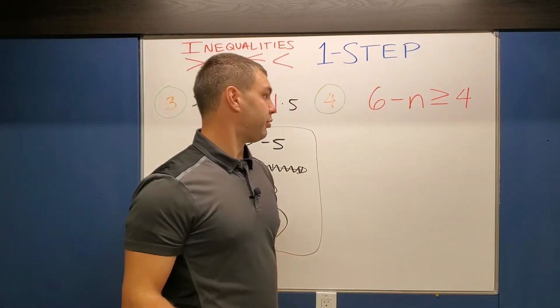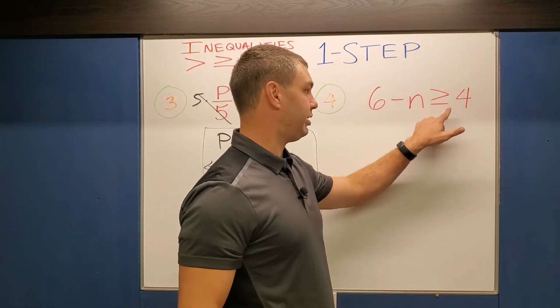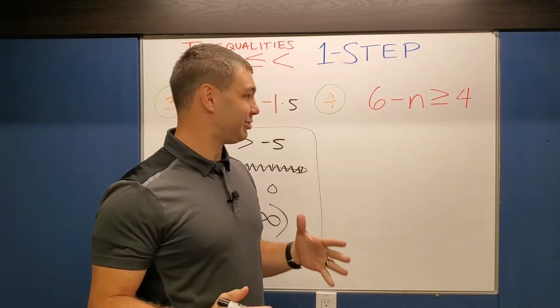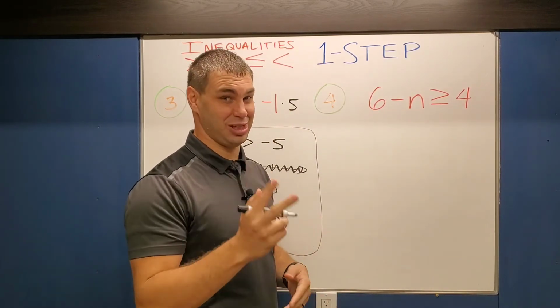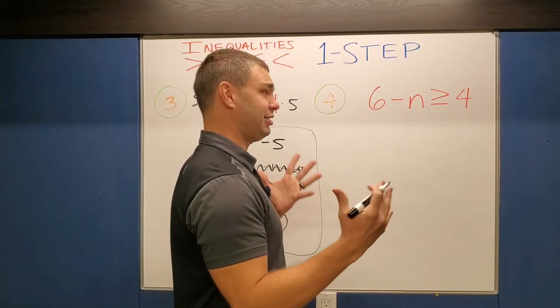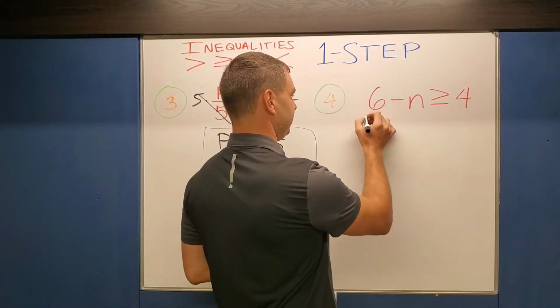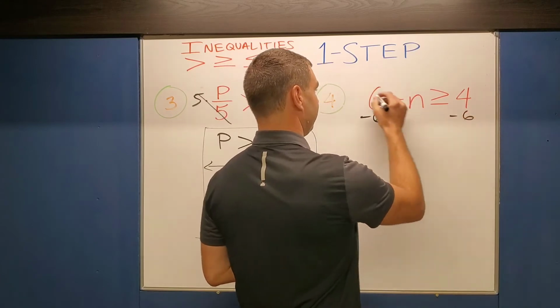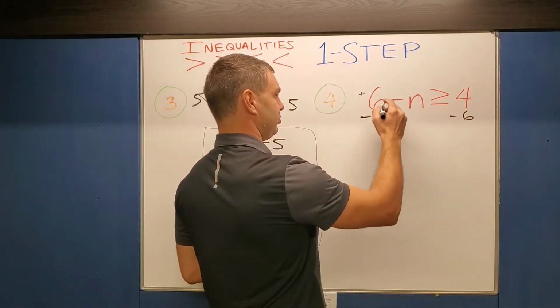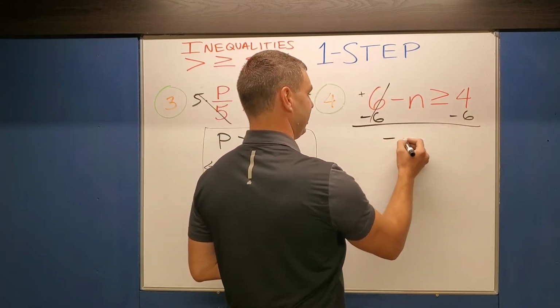Okay, last one, number 4 says 6 minus n is greater than or equal to 4. Now, this one's tricky because I kind of snuck in a two-step equation here, and I'll show you why in a second. Doesn't quite look like it, but it actually is. Let's move this 6 over by subtracting it. Currently it's positive. Move it over by subtracting, those are going to cancel, leaving me with a negative n.